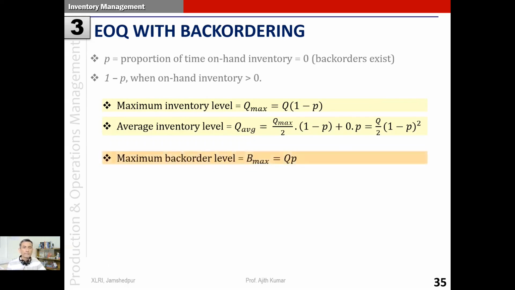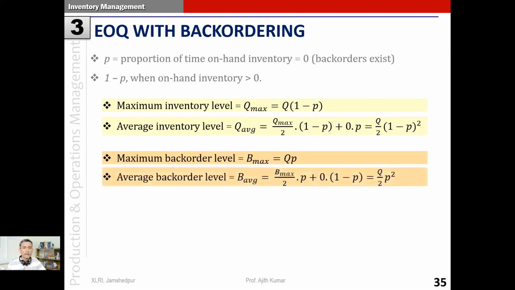Okay, similarly, the maximum backorder level B max is Q into P, and the average backorder level will again have a similar structure to that of the average on-hand inventory level. It will be B max by 2 into P plus 0 into 1 minus P, and this will finally reduce to Q by 2 into P square. So the cost of holding, CH, becomes Q by 2 into (1 minus P) the whole square into small ch.